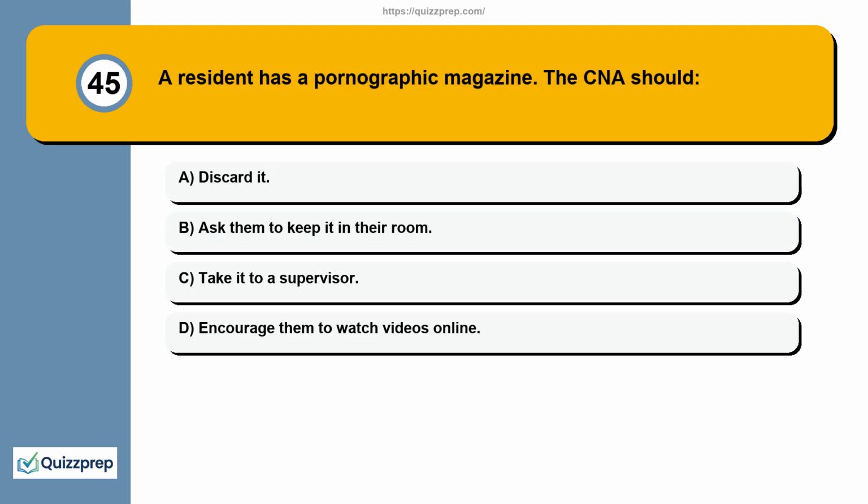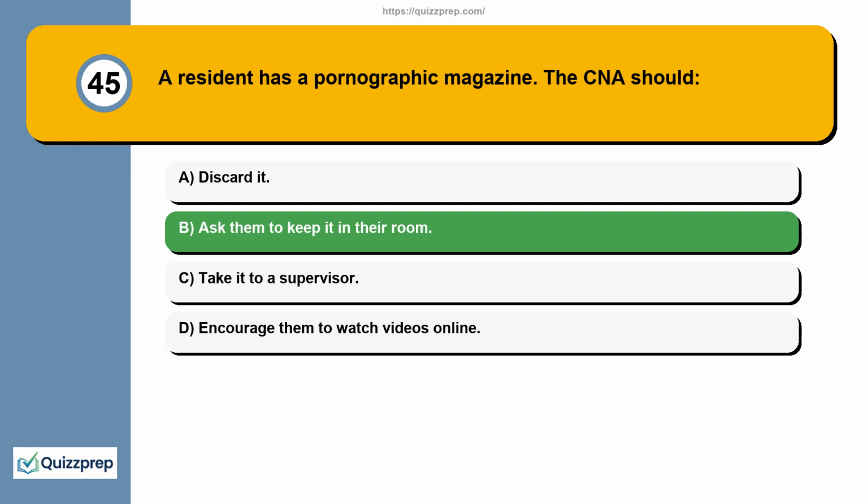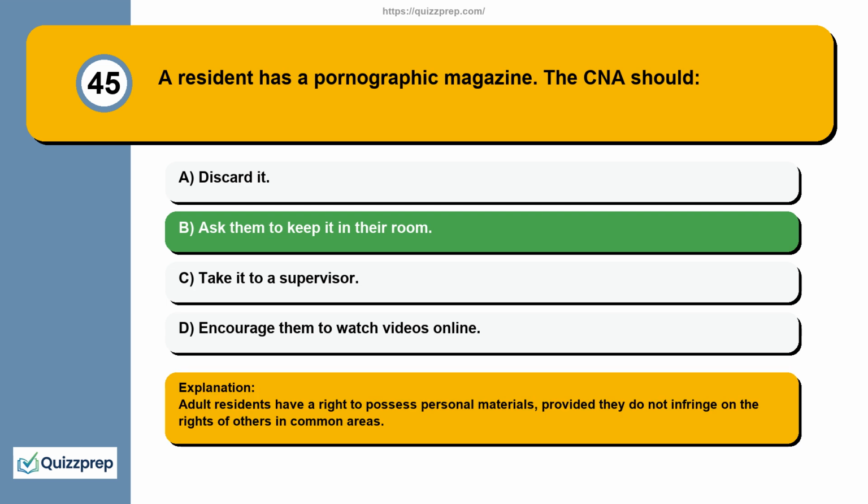Question 45. A resident has a pornographic magazine. The CNA should discard it. Ask them to keep it in their room. Take it to a supervisor. Encourage them to watch videos online. Adult residents have a right to possess personal materials, provided they do not infringe on the rights of others in common areas.